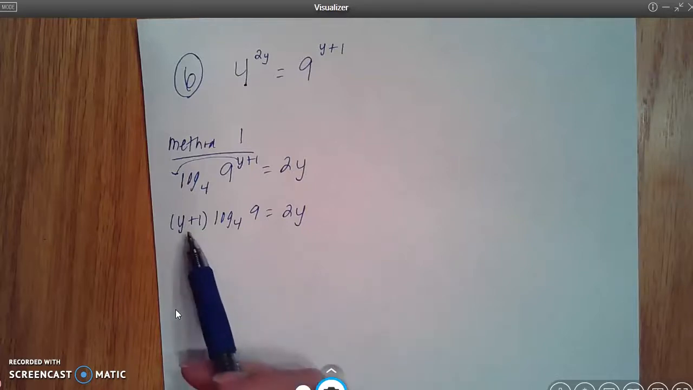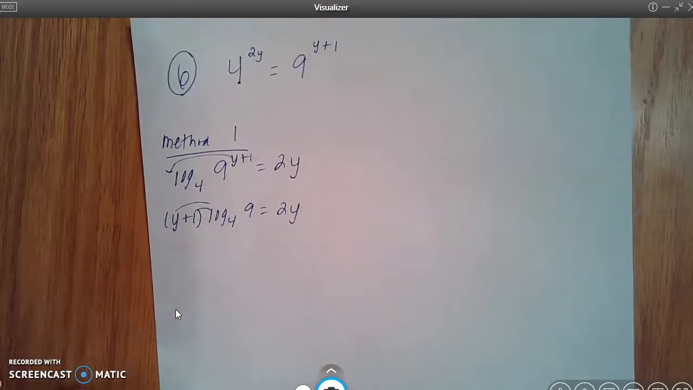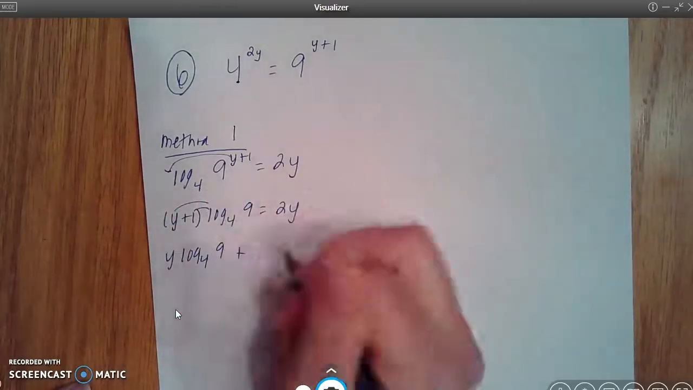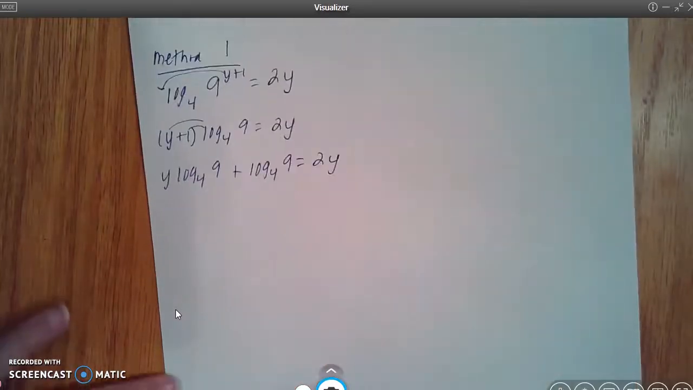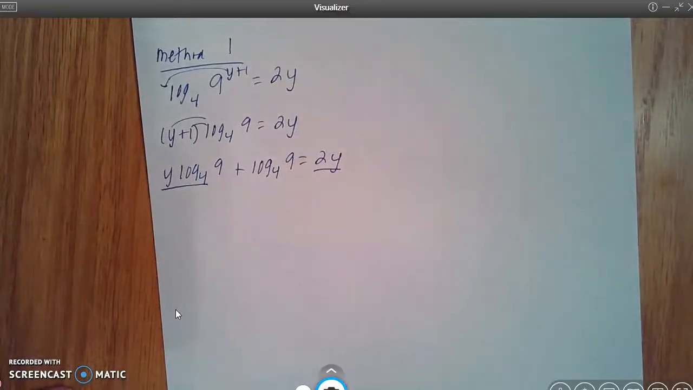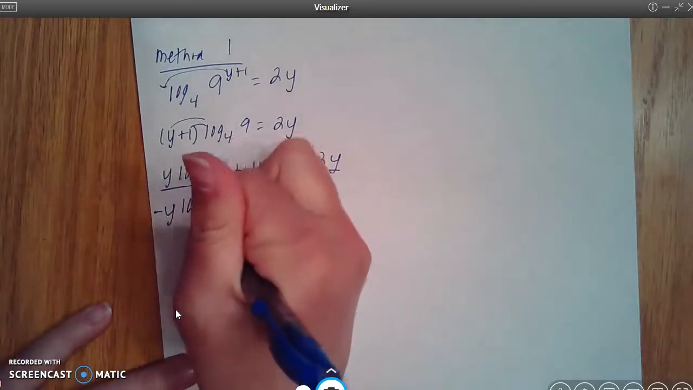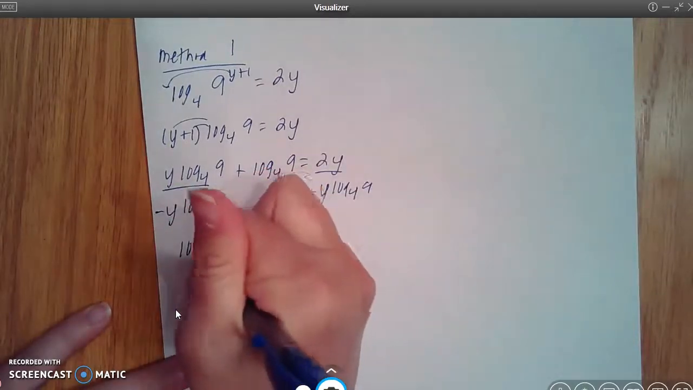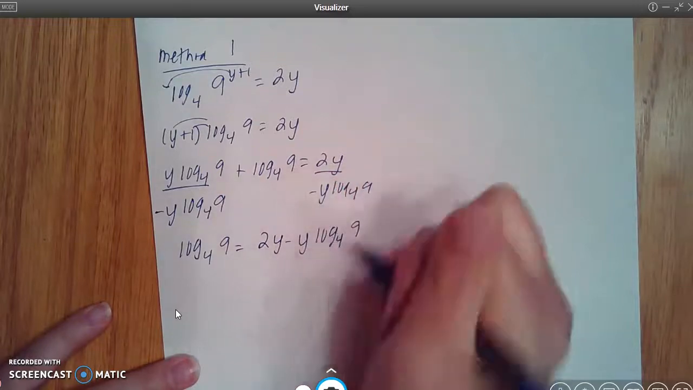So one thing that you can do is if you have something like this, you can actually go through and distribute to each thing. So I'm going to take my y and distribute and get y log base 4 of 9. And distribute my 1 to get log base 4 of 9 is equal to 2y. I need to get these y's on the same side because they are going to have a common term. So I'm going to subtract my y log base 4 of 9 from both sides. I get log base 4 of 9 is equal to 2y minus y times log base 4 of 9.